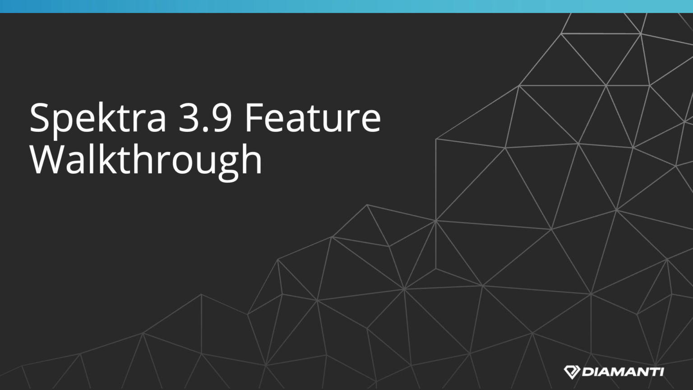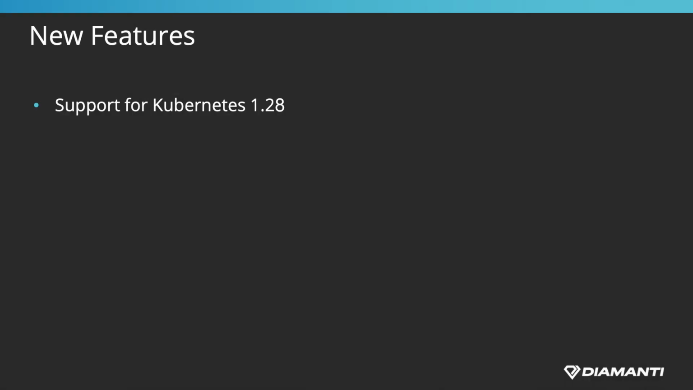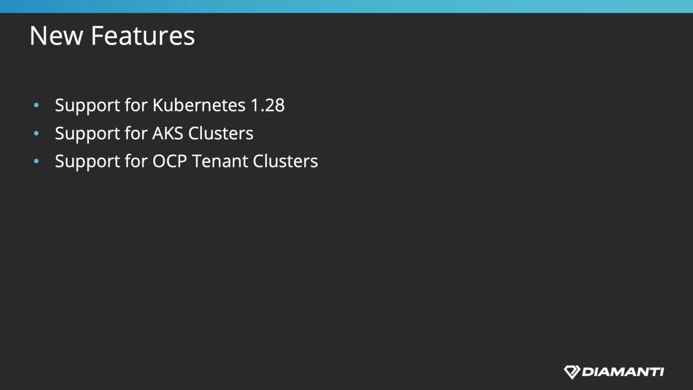So what's new in the Diamante Spektra Enterprise 3.9 release? First and foremost, we've added support for Kubernetes version 1.28. Spektra extends domain and tenant cluster support for Azure's AKS clusters. This release also adds support for Ultima Accelerator-based OpenShift tenant clusters.